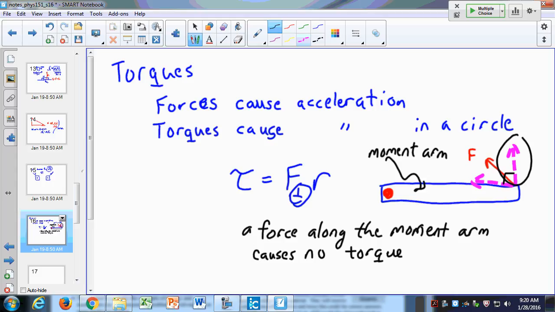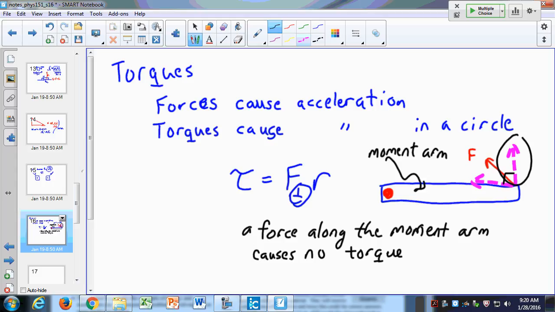So if I'm trying to move this in this direction, if I push like this, I'm never going to move it in this direction. So it's the same for the door. If you push on the door in this direction, then you're never going to open it. Okay? So you can have zero moment arm, R can be zero, or you can have a force that's not perpendicular, that is along the moment arm in this direction, that causes no torque.